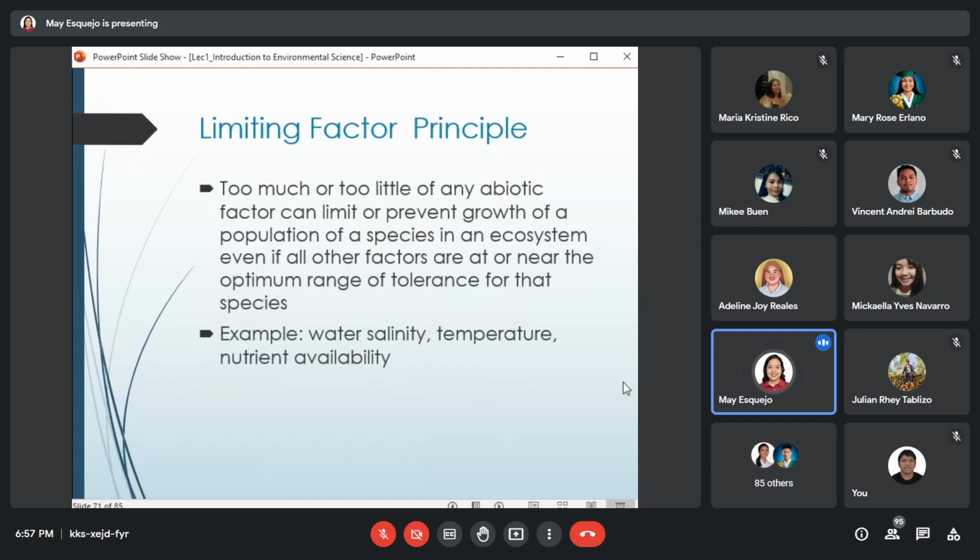So, of course, in an ecosystem, there is a limiting factor, or what you call the balancing factor. Too much or too little of any abiotic factor can hinder or prevent the growth of a population of species. Siyempre, kapag too much, masama. Kapag masyado namang konti, masama rin because they cannot sustain the survival of those organisms present. Okay? I hope naiintindihan yon.